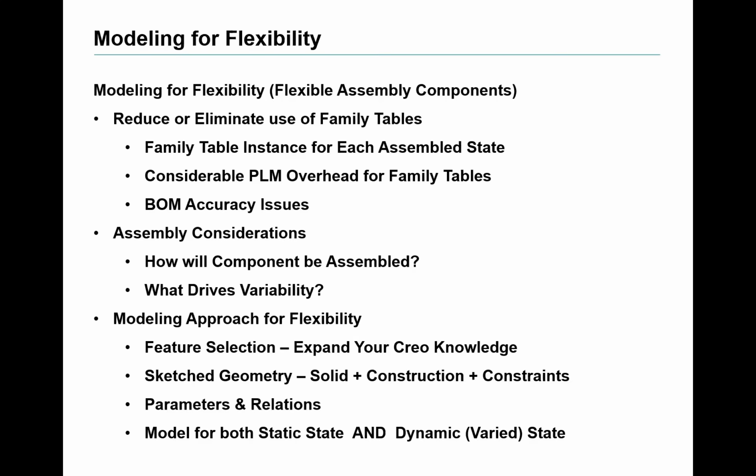So we have to think about those things, and also the bill of materials, because if we're using a family table instance, the name of that instance is different for each instance that we use. And therefore, our bill of materials doesn't accurately count up the number of those components. So if we can use the same name over and over again, but then just vary it in the context of the assembly, then our bill of materials becomes pretty accurate.